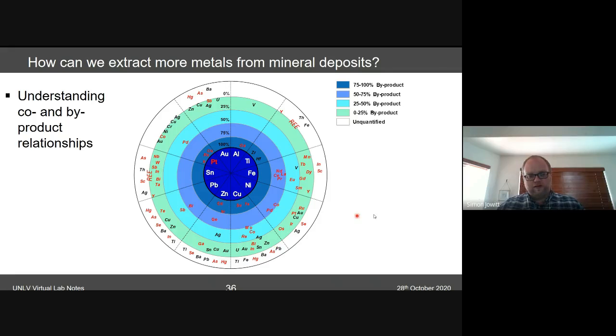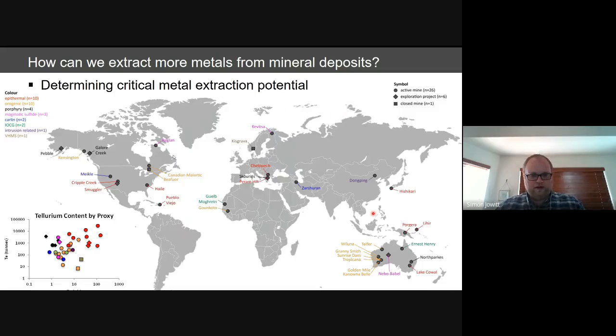All these other elements that are important in a variety of different end products, end uses, commercial products or transport or whatever. But we need to think about how we can actually understand these relationships and maybe increase the efficiency of extraction of these metals. Where are they? How are they associated in different mineral deposits and the like? And we're doing that as well.